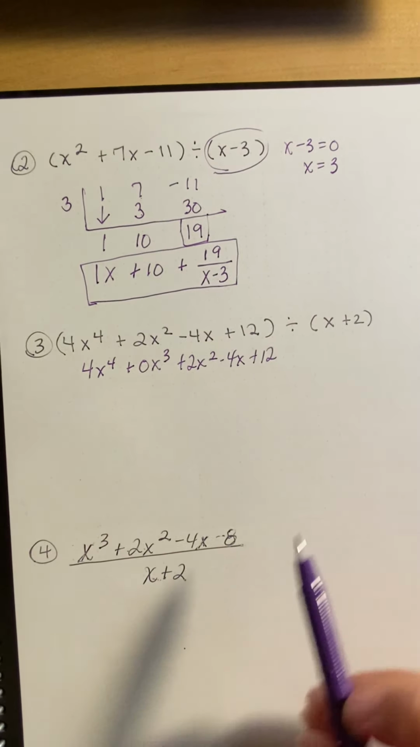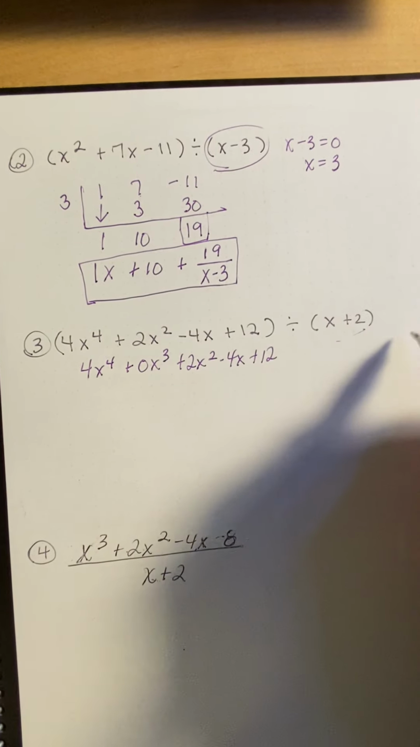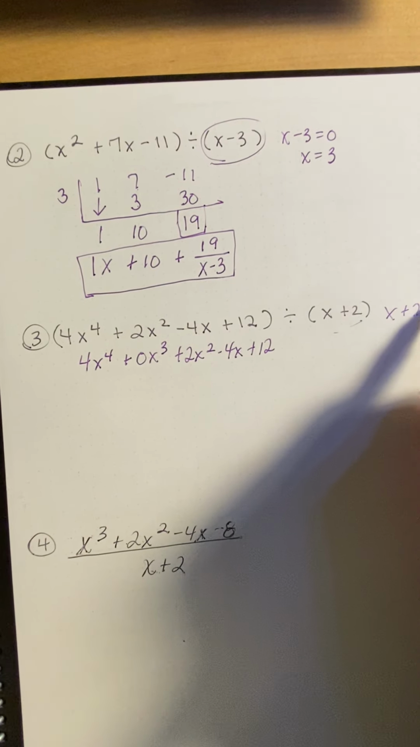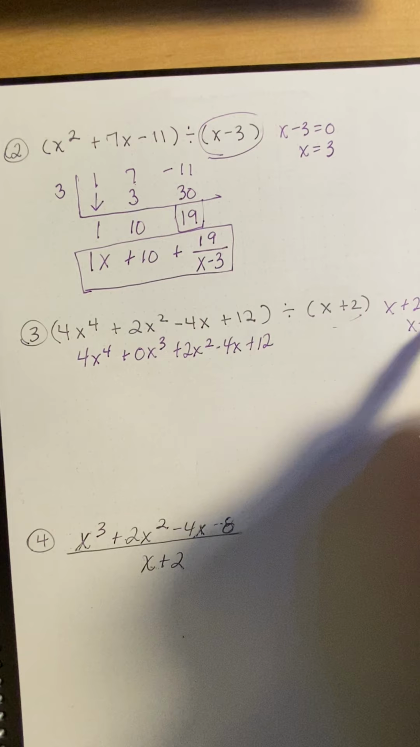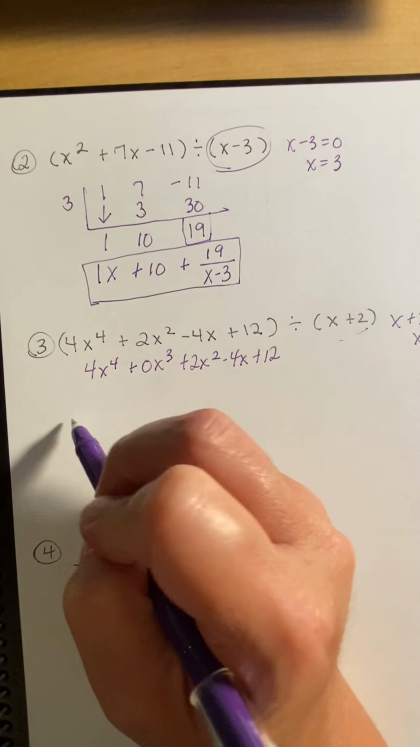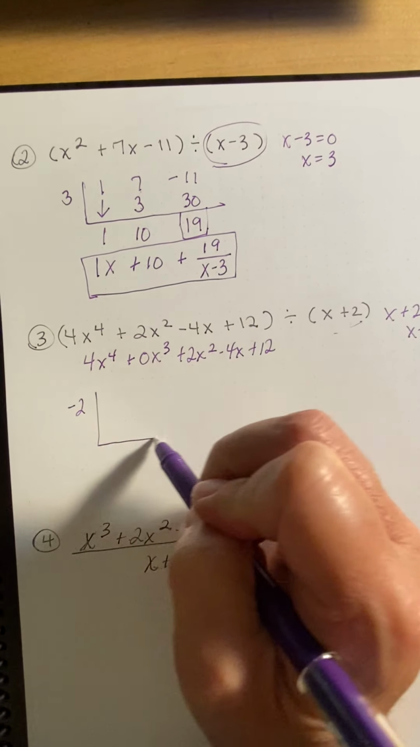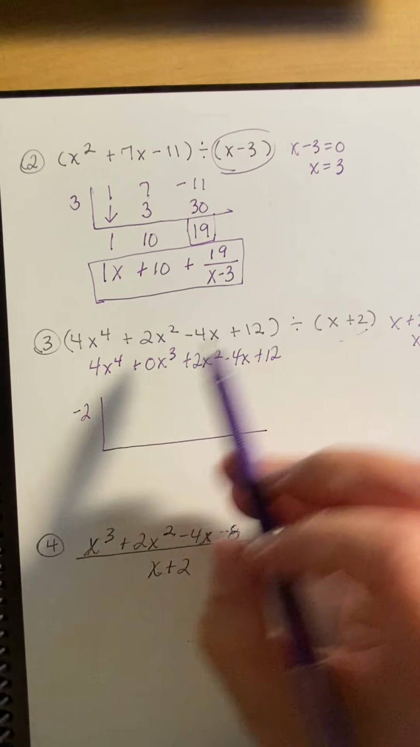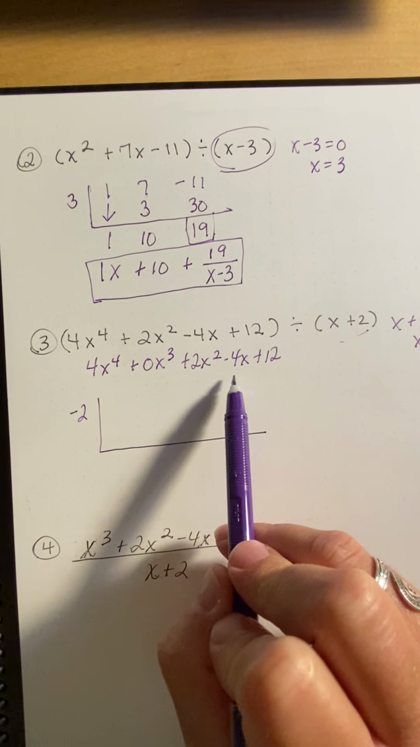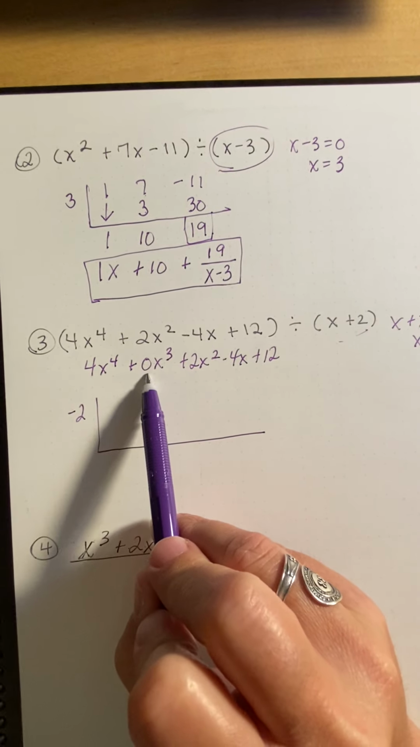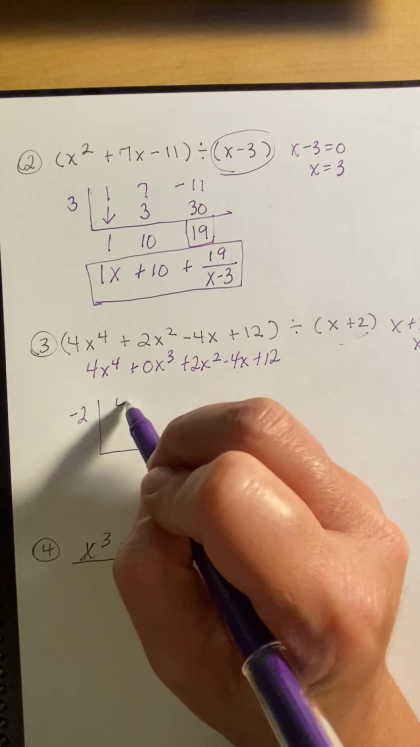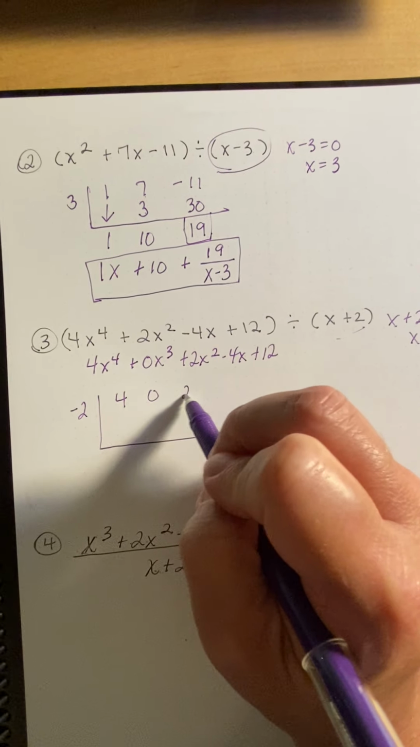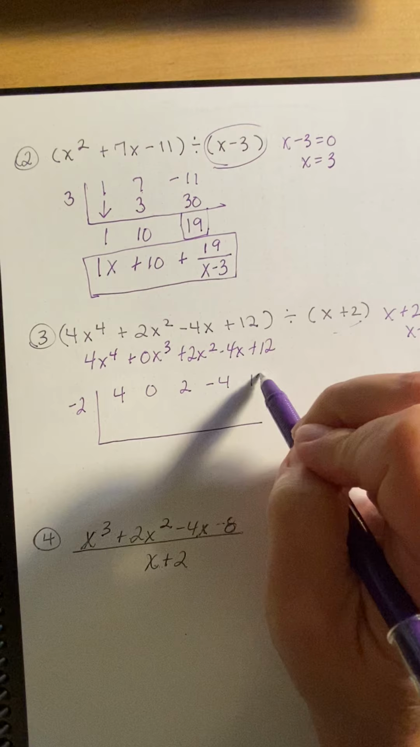Okay. You still take your divisor over here and set it equal to 0 and solve it. That number is always going to go on the outside of your upside down division. And we're going to write our coefficients here. Now you want to make sure you're using the one with the 0 in it. This is important that you include that 0. You have to have all of your exponents represented.